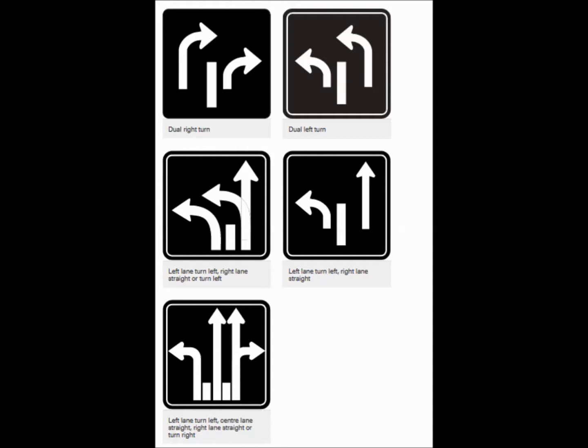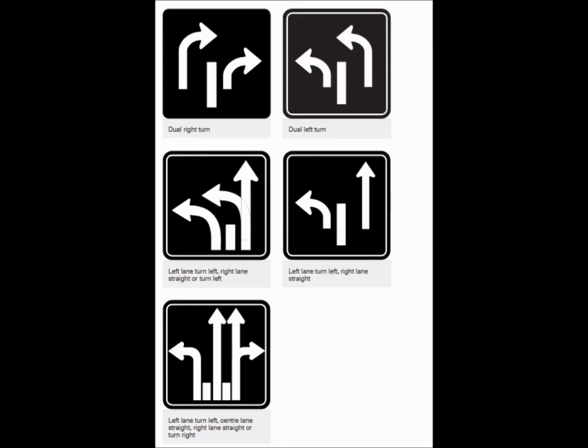Left lane, turn left. Right lane, straight. Image description: a black square with two arrows and a dividing rectangle. The first arrow is going straight and then turning left. The dividing rectangle. The second arrow is going straight.